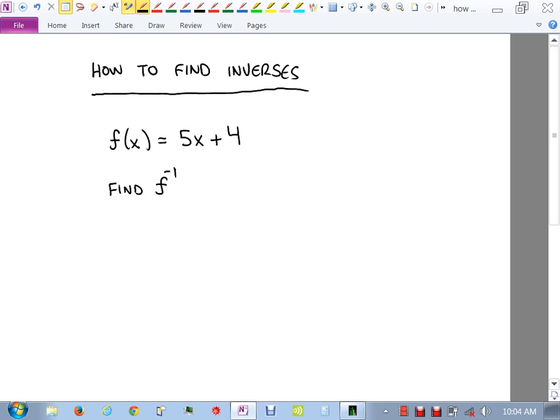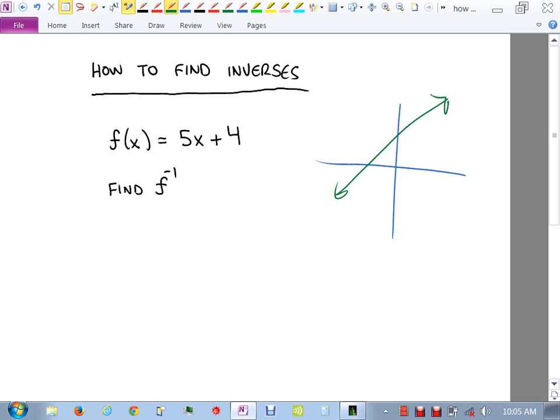What does 5x plus 4 look like? It's a linear function, which means it's a line, right? It has a slope of 5. It does something like this, doesn't it? Does that pass the vertical and horizontal line test? Yes, which means it has an inverse. All right, so we can tell it has an inverse just by the fact it's a line. But the question is how to find it.